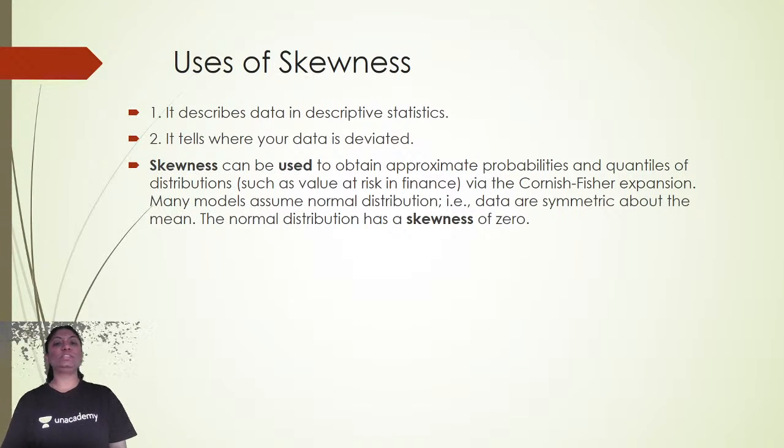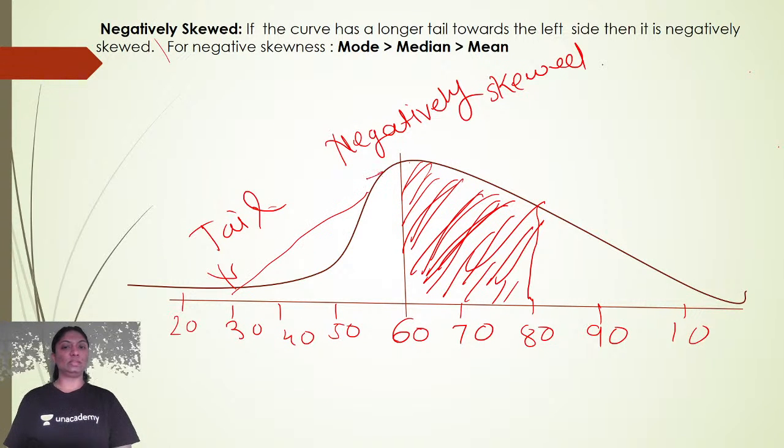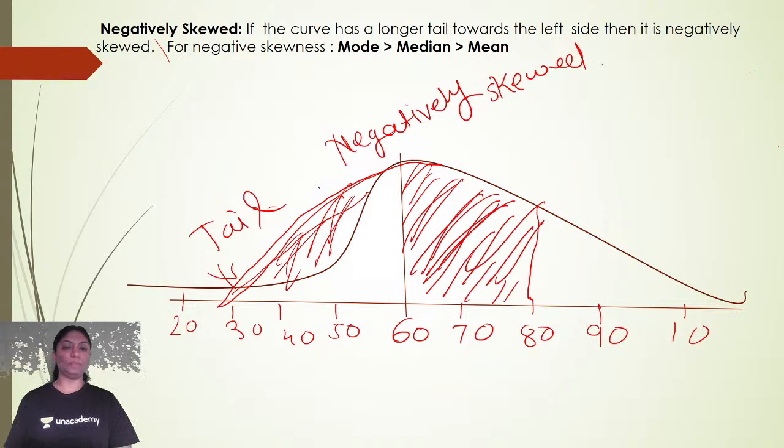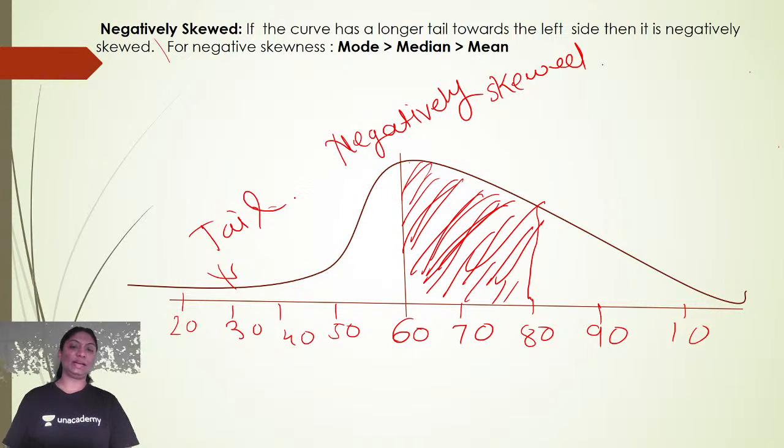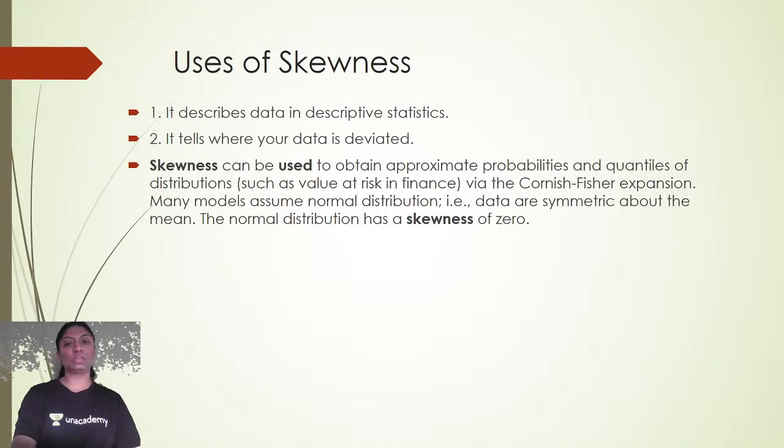It tells where your data is deviated. See how the data is deviated here, right? If you see, the actual normal distribution curve looks like this, so this much is the lack of symmetry. So how much the data is deviated is given by the skewness.